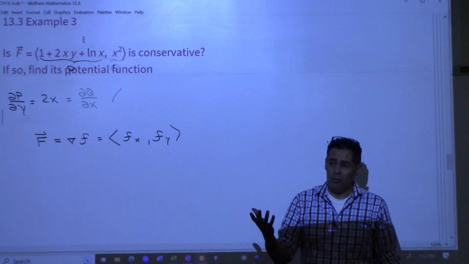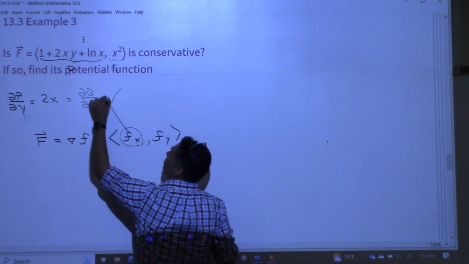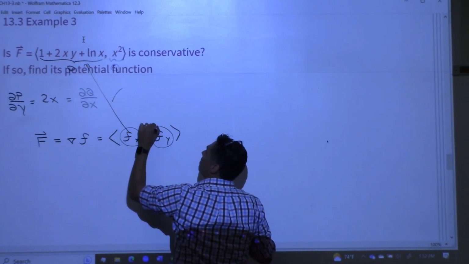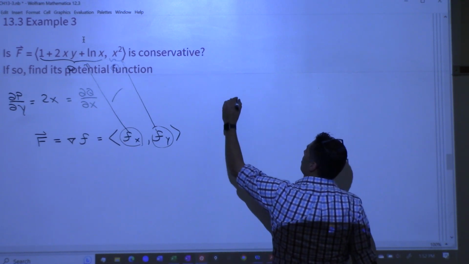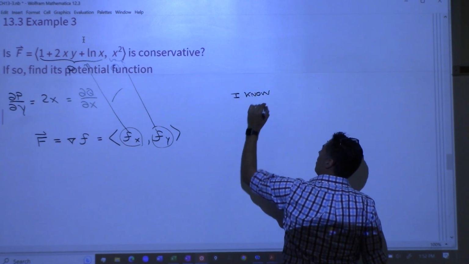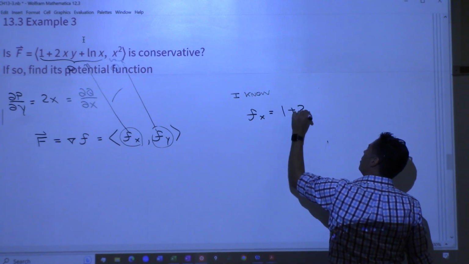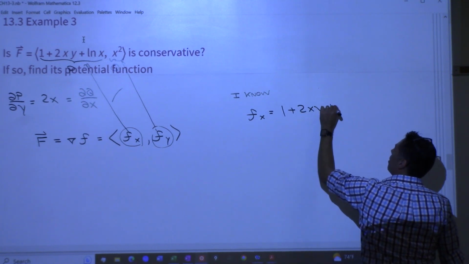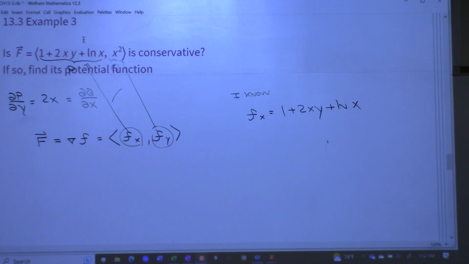So now I'm going to say, well, I know that this has to match that, and this has to match that. I'm going to start with that first one. I know that the partial of f with respect to x has to be 1 plus 2xy plus the natural log of x. I know that much for sure.